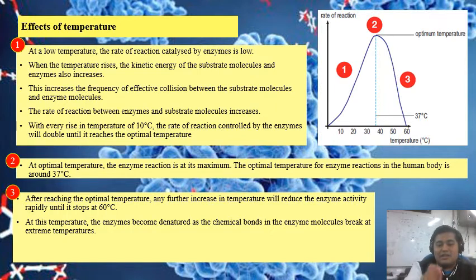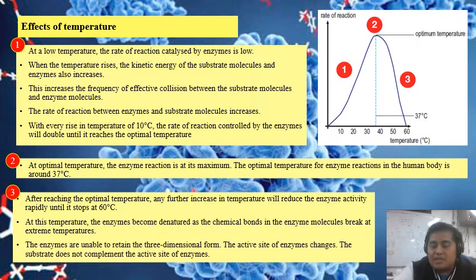At this temperature, the enzyme become denatured. Dia akan jadi ternyah asli as the chemical bond in the enzyme molecules break at the extreme temperature. Walaupun bagi kita macam baru 37, baru 40, tapi sebenarnya bagi enzim itu adalah suhu yang melampau, extreme temperature. And the enzyme are unable to retain their three-dimensional form.